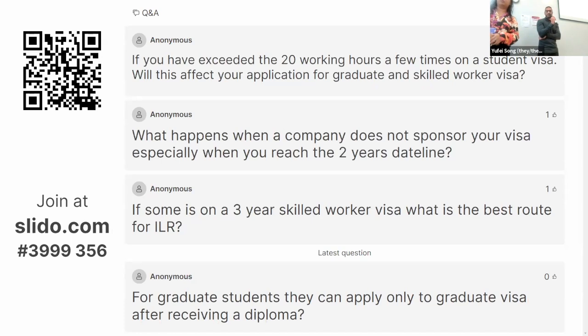Yeah, so the top question: if you have exceeded 20 working hours a few times on a student visa, will this affect your application? Yes, it will if the Home Office were to find out about it. I would firstly strongly advise that you stick within what's permitted in terms of your working hours, because if you go above that, it'll be regarded as breaching immigration laws, because you're breaching your restrictions, and that could affect suitability requirements in terms of any future applications if the Home Office were to find out.